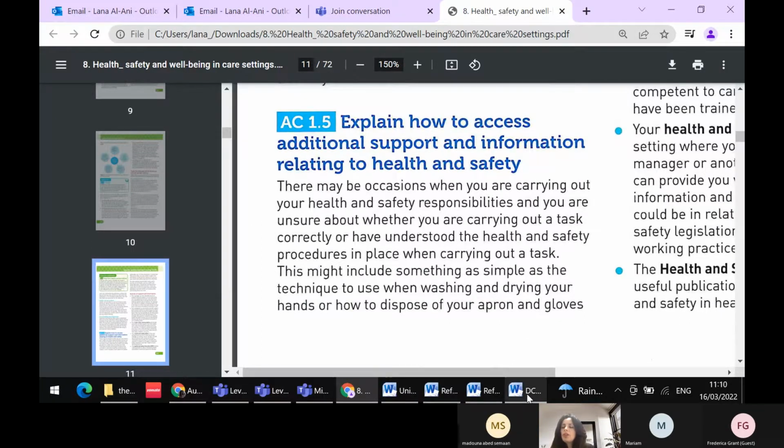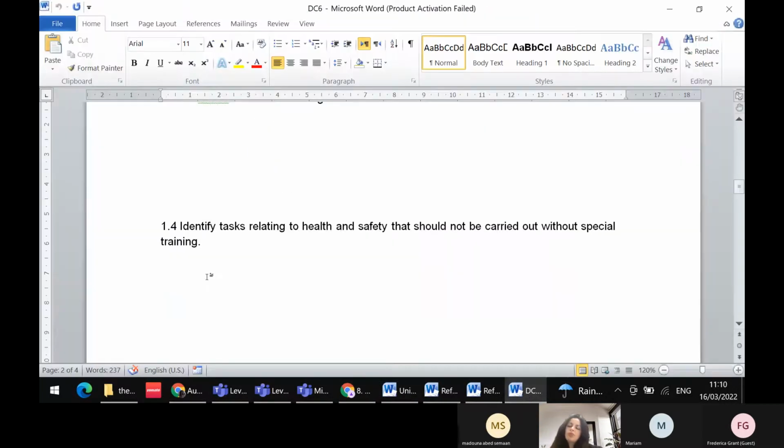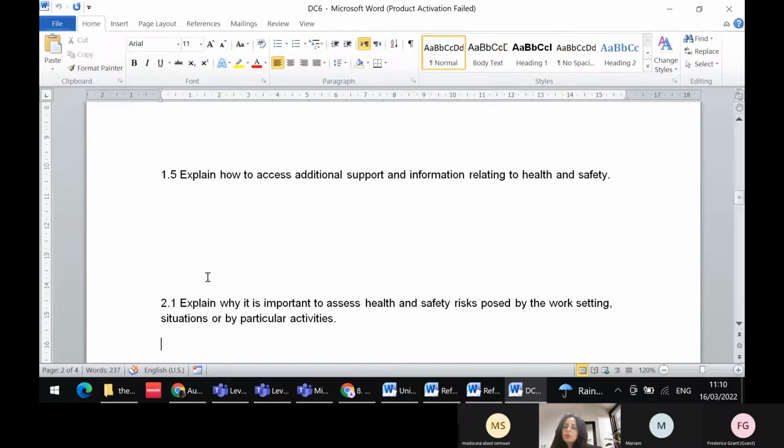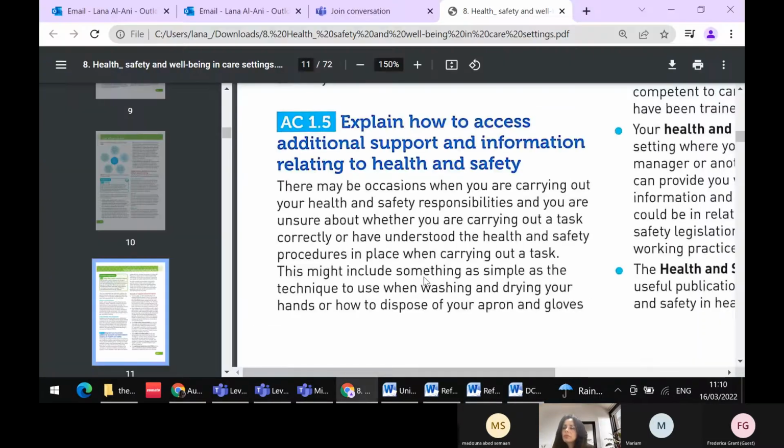Okay, so all this to answer 1.4. All the tasks related to health and safety that should not be carried out without special training. Now explain how to access additional support and information relating to health and safety. So how would you access additional information and support? Do we know?